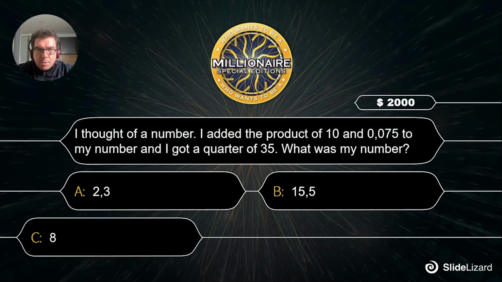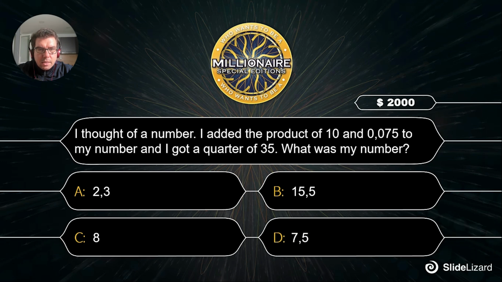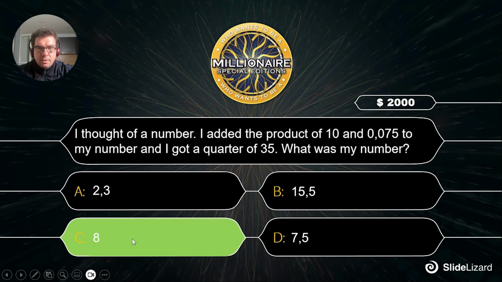I thought of a number, I added the product of 10 and 0.075 to my number, and I got a quarter of 35. What was my number? Was it 2.3, 15.5, 8 or 7.5? Think about it, 5 seconds, and give me the answer. Okay, did you find C, 8? 8 is correct. Let's work it out.